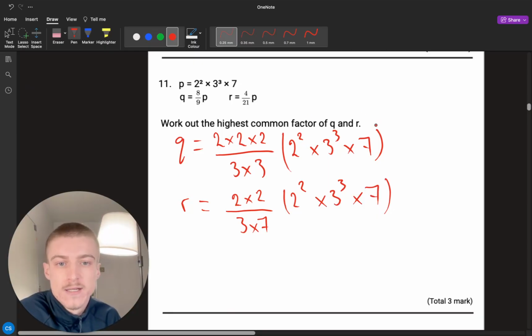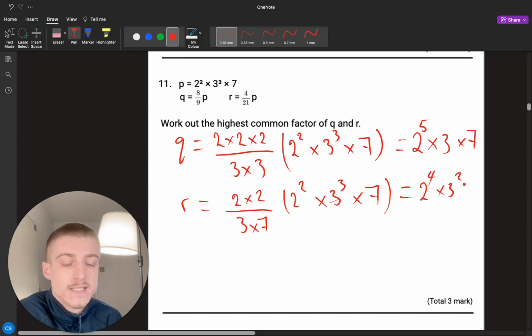Now how can we simplify this? What cancels out? What adds together? So we've got 3 more 2's I can add to that. So this is going to be 2 to the 5 now. And then we're taking 2 3's away from this 3 cubed. So 2 to the 5 times 3 to the 1 times 7. Then we've got 2 more 2's on the 2, 2 to the 4. And then we're taking a 3 away, so it's 3 squared. And then we're taking a 7 away.